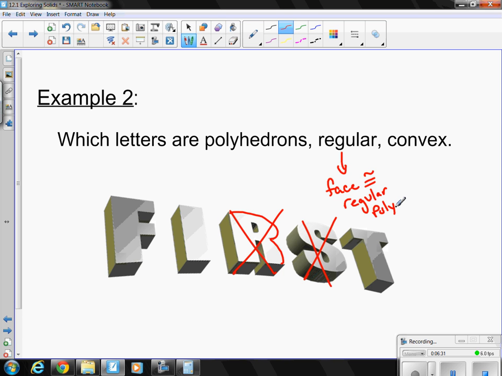So remember, regular polygon, all the angles are congruent in the polygon, and the side lengths are all the same. So if you look at this F, we have a square here, a rectangle there, an F shape here. This is not regular.